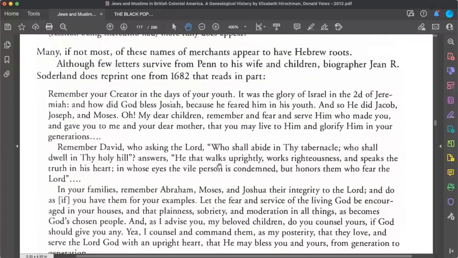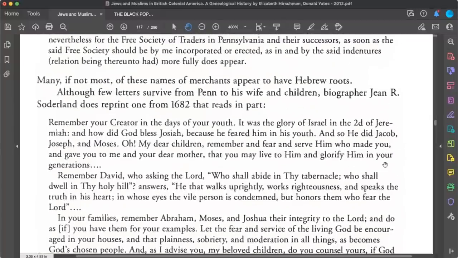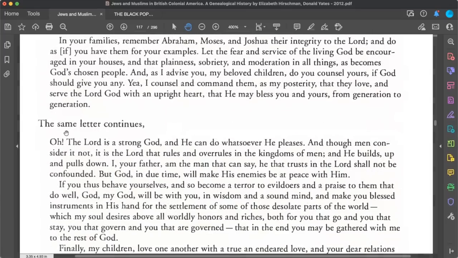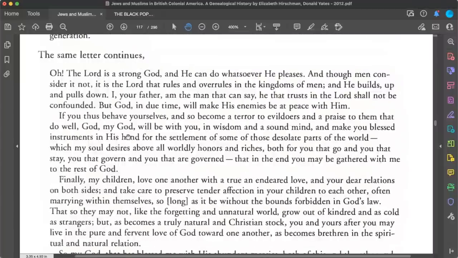All right. Again, that's from William Penn. He's writing that to his family. All right. He's mentioning who? Moses, Abraham, and Joshua. Hebrew stuff, right? So it says here, the same letter continues, right? So it continues. We're going to read it, all right? Again, this is what William Penn wrote, primary source.